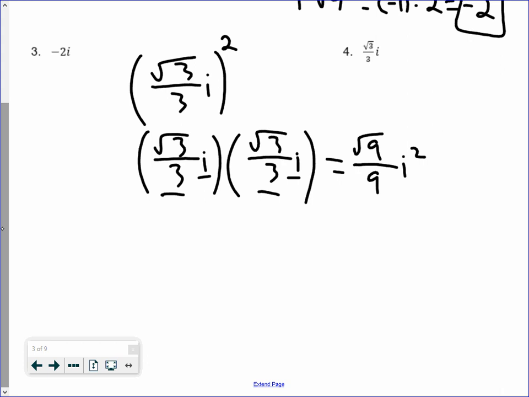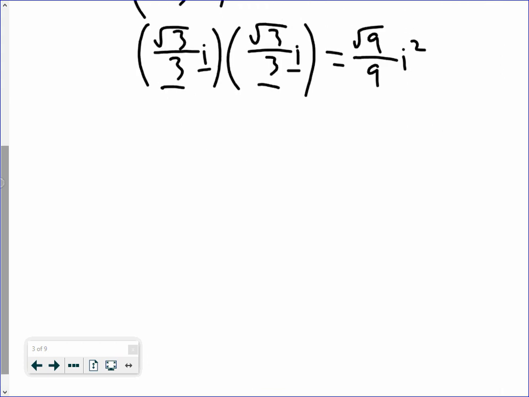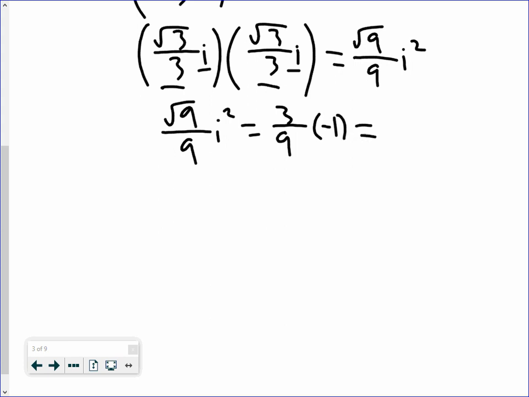Let's go ahead and rewrite this down here at the bottom to give ourselves a little more room. So we have root 9 over 9 i squared. The square root of 9 is just 3, all over 9. And i squared is -1. And we can reduce this some more. 3 over 9 is the same thing as 1/3. So we get -1 all over 3 as our answer.